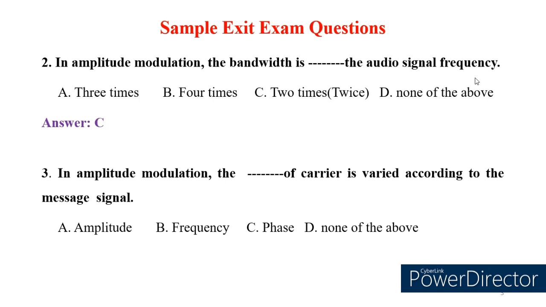So in amplitude modulation, the amplitude of the carrier is varied according to the message signal. So the answer is A.